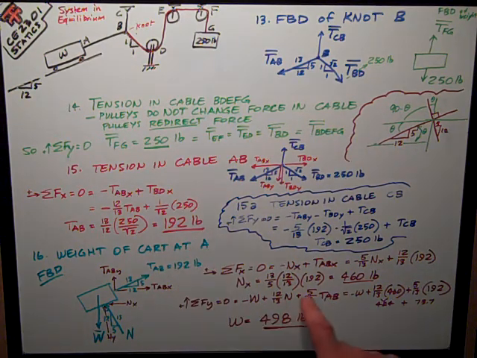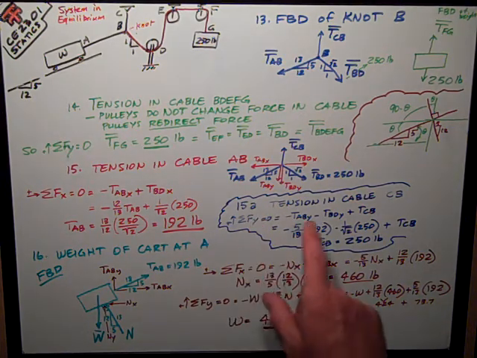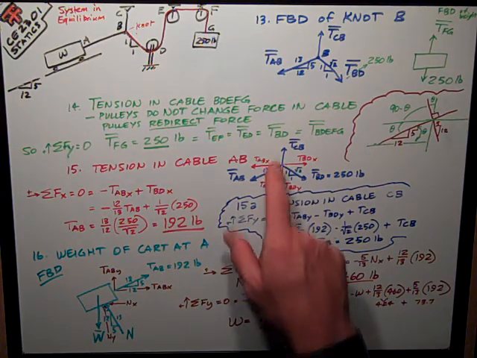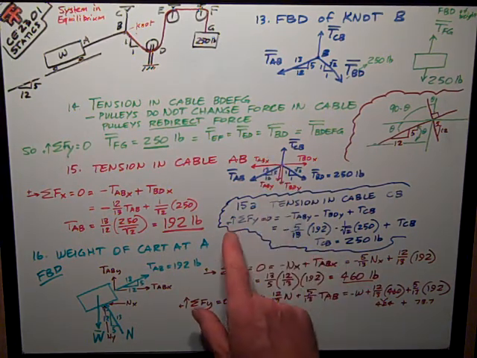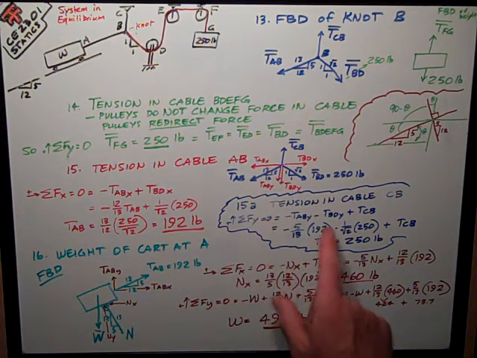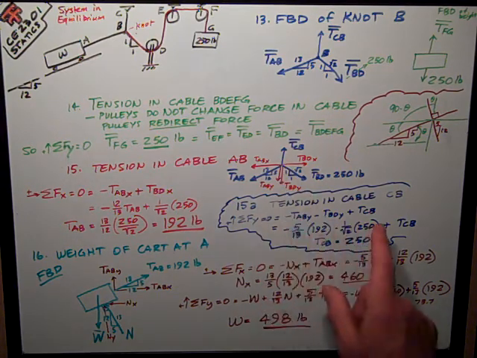Okay, just as a sideline, we weren't asked this on the test, but I could call it 15A. What's the tension in cable CB? Well, once again, it's just a simple sum of forces, this time in the Y direction. Positive is up, it's equal to 0, minus TABY, it's down, minus TBDY, it's down, plus TCB.